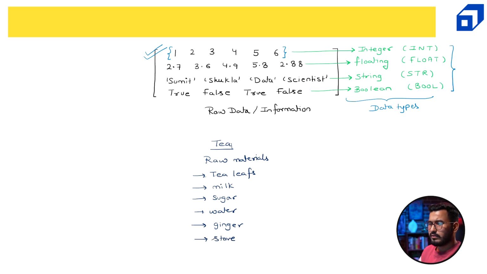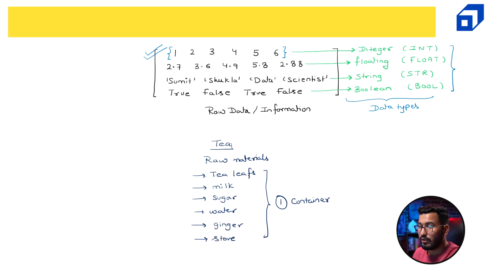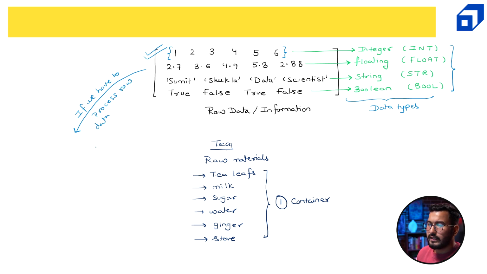But the very important component that we need before we can even process this raw material is the container. So the very first thing that we need is the container. And that is the necessity when you have to process this raw data. If we have to process raw data, I need a container.